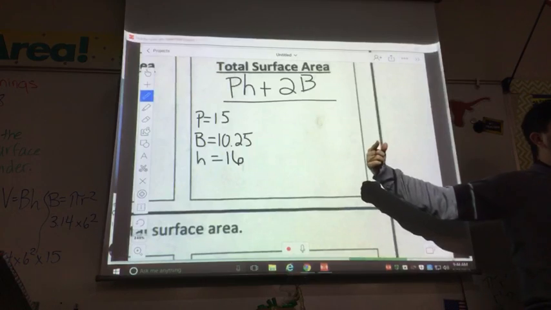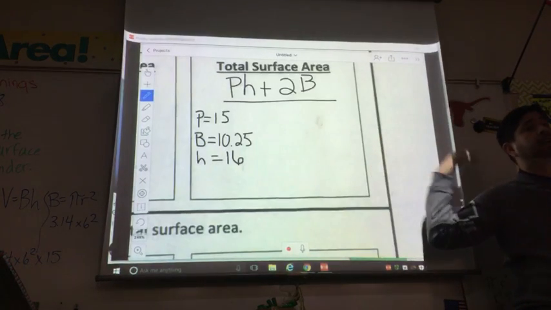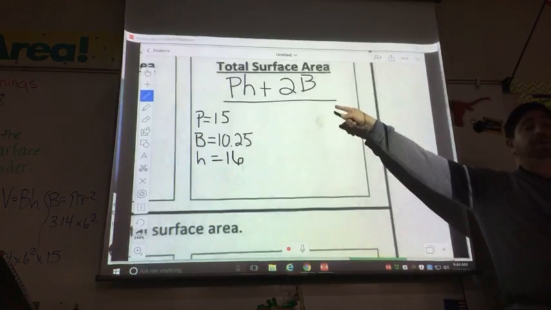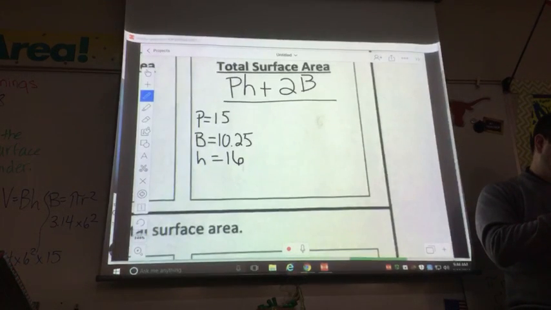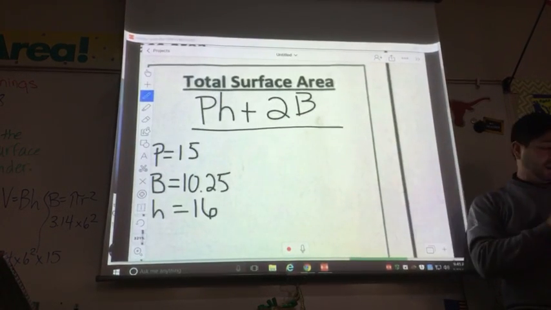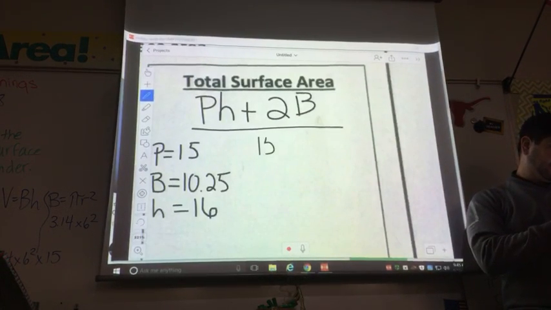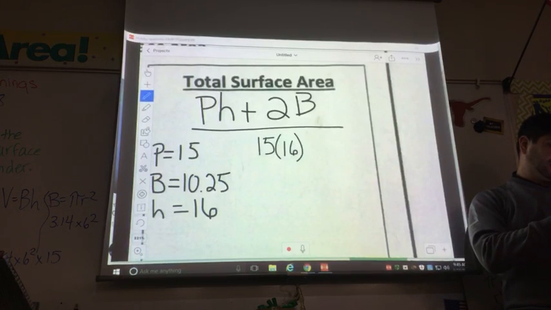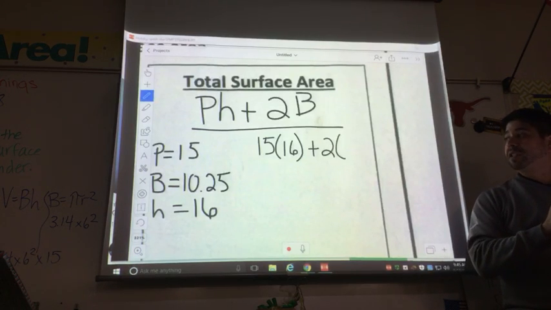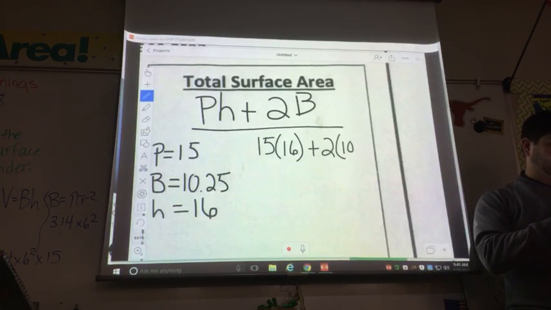So now once you have those three pieces of information, we'll put it in our calculator, or we're going to substitute it into the formula. So we're going to put 15 times the height, which is 16, plus 2 times the area of the base, which in this case is 10.25. You get 260.5.